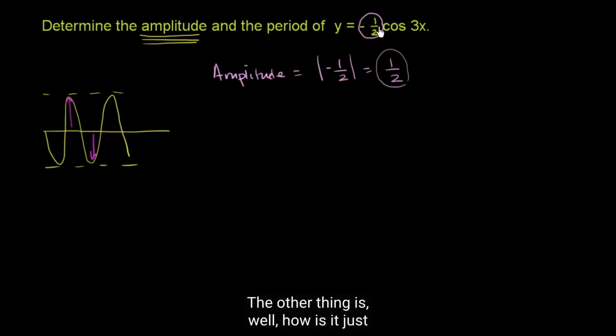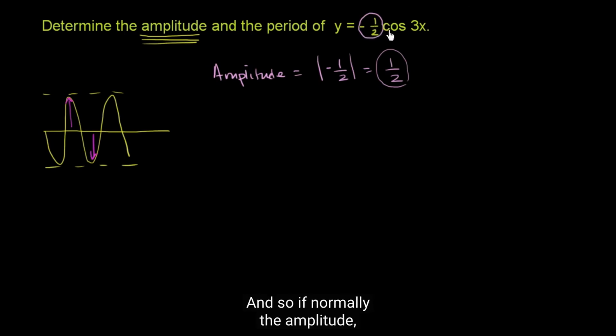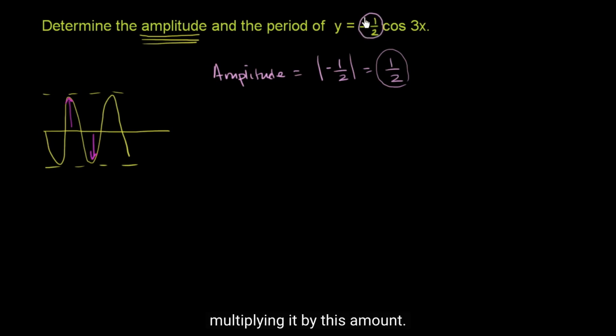The other thing is, how is it just simply the absolute value of this thing? You just have to remember that a cosine function or a sine function varies between +1 and -1 if it's just a simple function. So this is just multiplying that +1 or -1. And so if normally the amplitude, if the coefficient was positive or negative 1, the amplitude would just be 1. Now, you're multiplying it by this amount. So the amplitude is 1/2.